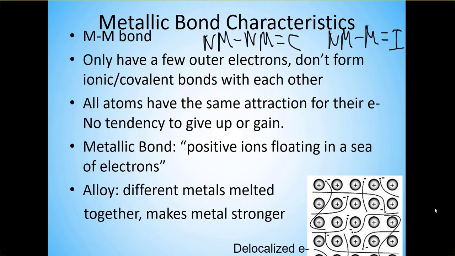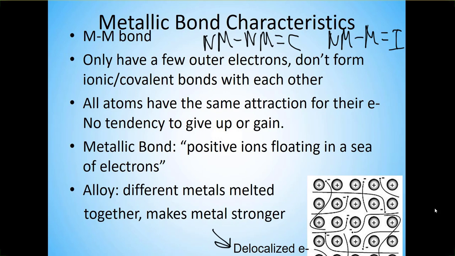When you look at metals, we find that they only have a few outer electrons. So they can have one or two valence electrons. There are some metals in the p block that have a few more there, but they're kind of oddballs. In metals, all the atoms have the same attraction for all the valence electrons. There's no tendency to give up or gain electrons like you would see in a nonmetal or a metal. And so what a metallic bond is, is that the valence electrons become delocalized. And these delocalized electrons are free to move around throughout the material.